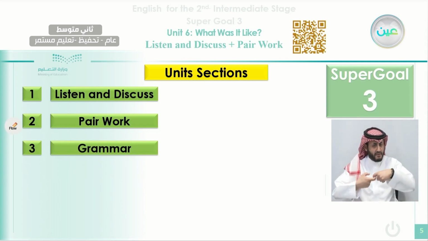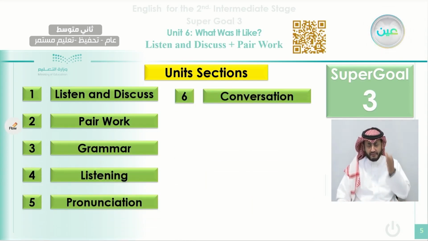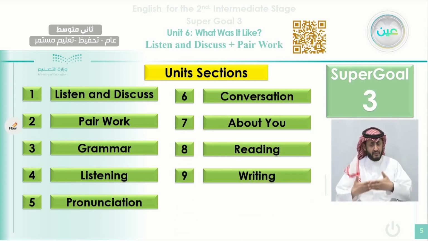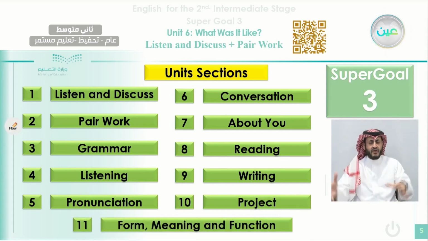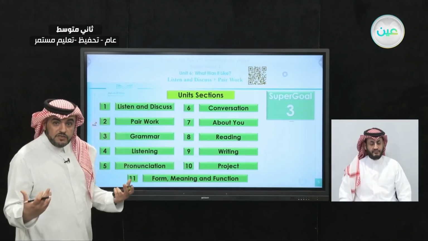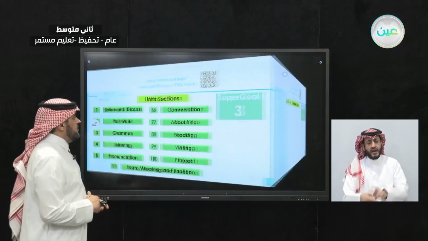The third one is grammar. Okay? The fourth one is listening, pronunciation. Number 6, conversation. Number 7, about you. Number 8, reading. And number 9 is writing. Number 10 is project. And the last one for meaning and function. Okay, so each unit has these sections. Each unit will take approximately 6 classes.